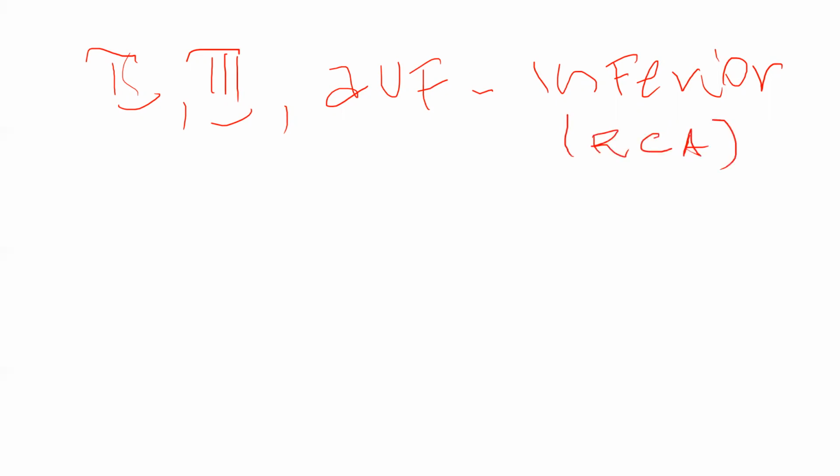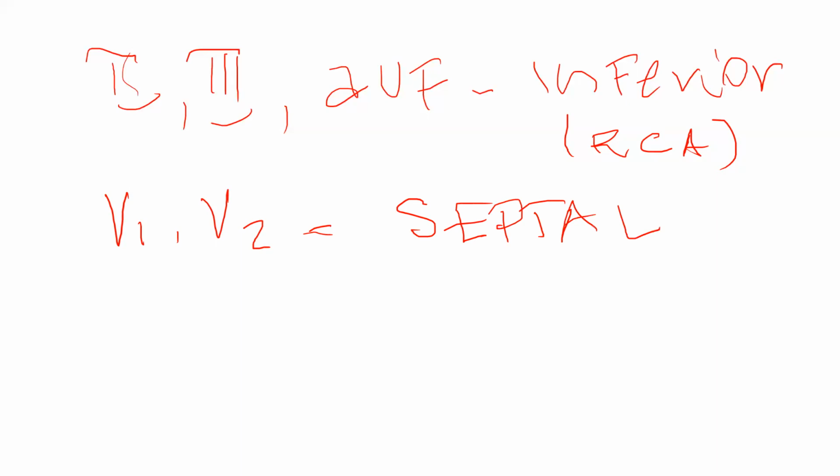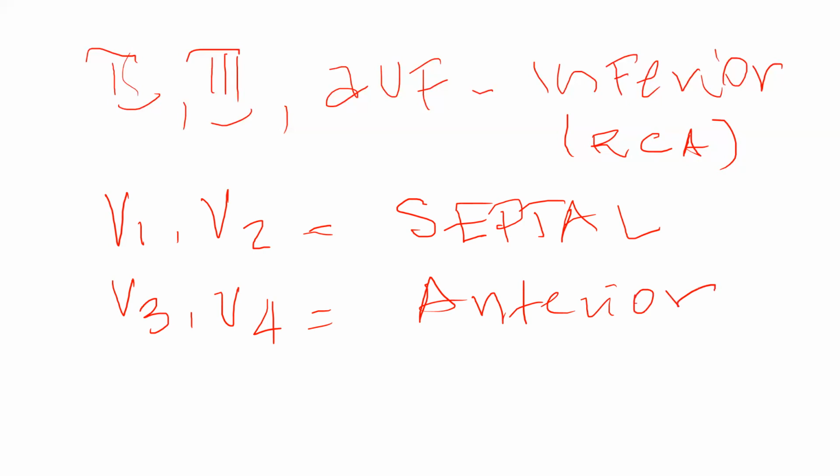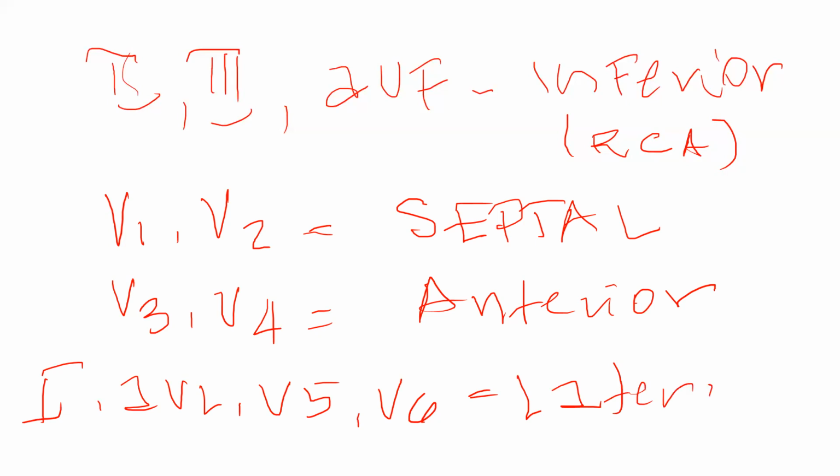All right. And then we have other regions of the heart. V1, for example, and V2 looks at the septum of the heart. So we call this the septal area of the heart. V3 and V4 is called the anterior portion of the heart. And leads 1, AVL, V5, and V6 are known as the lateral portion of the heart. Okay?